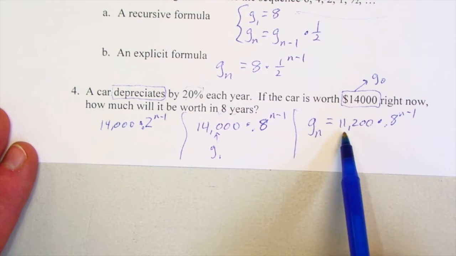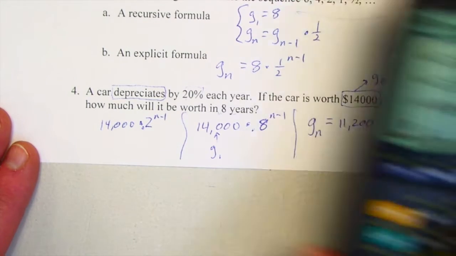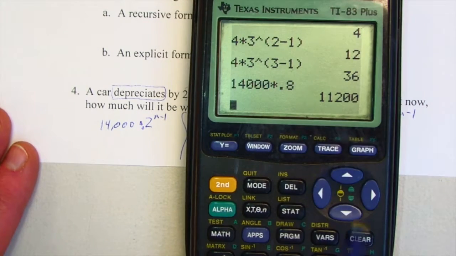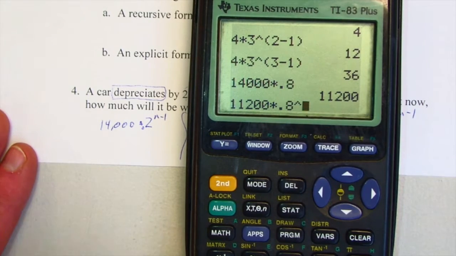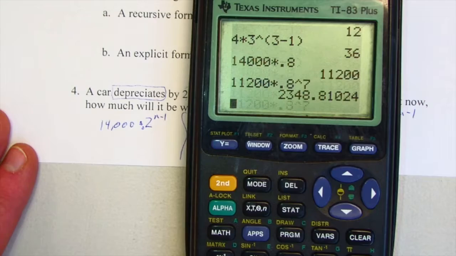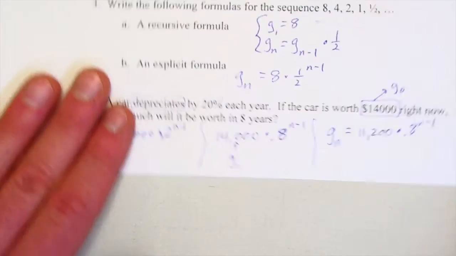Now I have my formula. Here's G1, here's my multiplier. And now I can just plug in an 8 and be done with it. I can go 11,200 times 0.8 power. If I want 8 years, 8 minus 1 is 7. So I can just go like that. So $2,348.81.